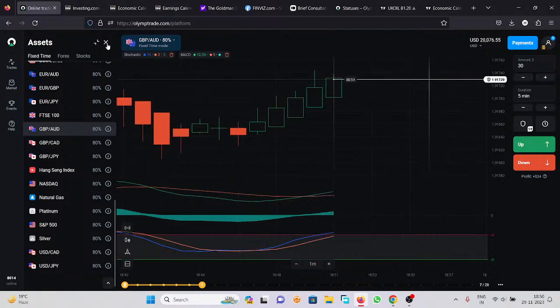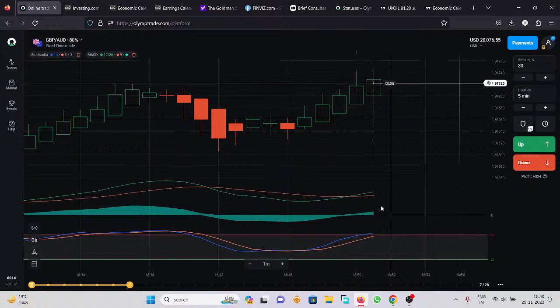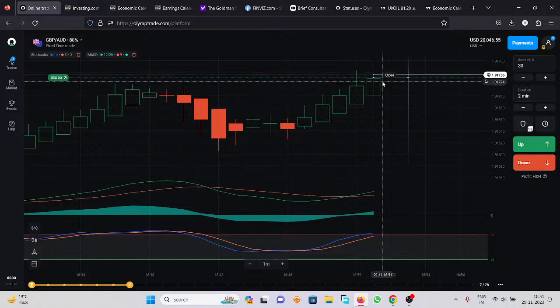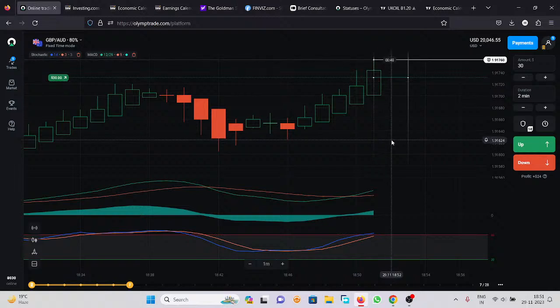Now the work of the stochastic starts. The stochastic has already touched the overbought zone. What will happen if I open the trade over here? Okay, let's make a trade. I opened the trade within the 15 seconds. I'm so sorry. So what exactly do you need to do?